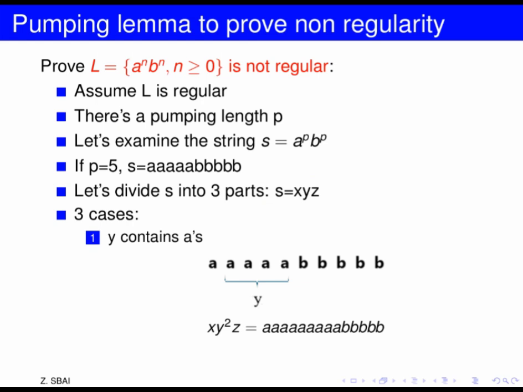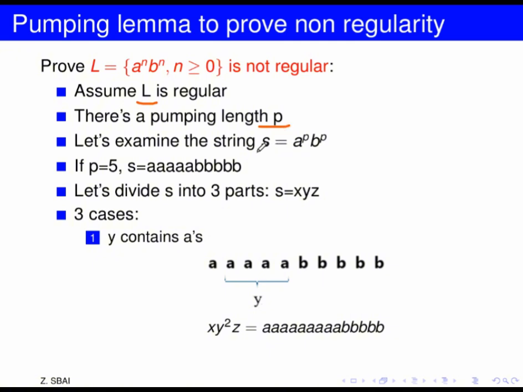Let's take an example here. The set of strings that are composed of a sequence of a's followed by a sequence of b's, such that the number of occurrences of a and b is the same. Okay, we will assume that this language is regular. So we'll say that there is a pumping length p, and we need to find a string and prove that it cannot be pumped.